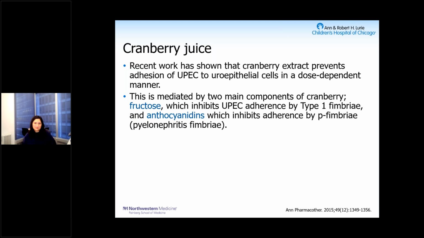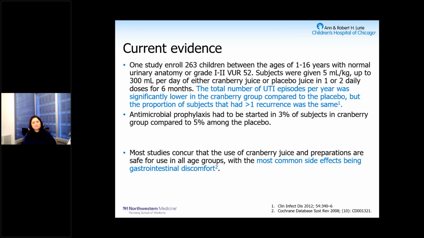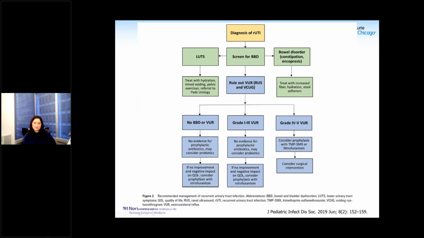Cranberry juice is another thing that people have talked about. The cranberry extract is supposed to inhibit, again, the adherence of these uropathogens to the bladder epithelium. The problem with most of these studies is that they have a very small sample size, and the formulation of cranberry juice and extracts is all over the place. This is my last slide, I think, so I'm just going to leave this over here. These are a couple of studies that were there, again not very well studied, with very small groups.